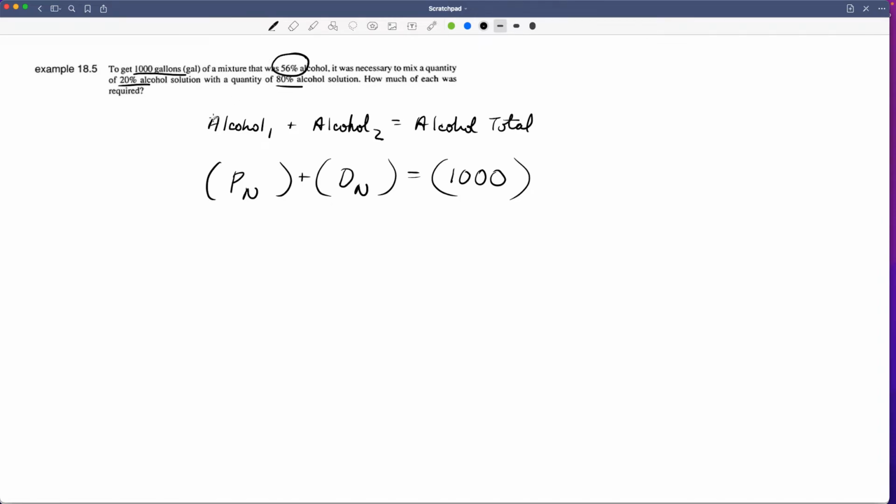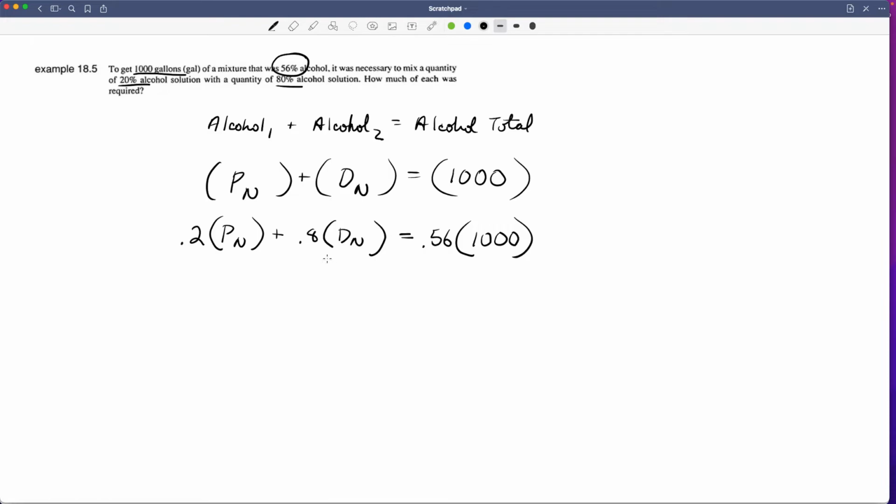So now we're going to put those percentages on each one of these. 20% would be 0.2 when we put it in decimal form, times the Pn, plus this one is 80%, so this is 0.8 times the amount we dumped in, and that's going to equal the total percent, which was 56, so that's 0.56 times the final amount we wanted, which was 1,000. So now we have to figure out this.